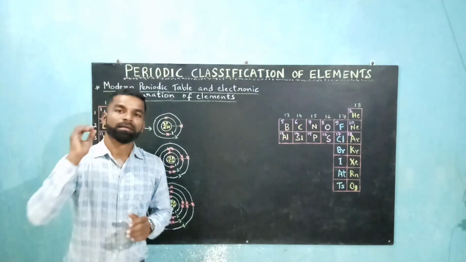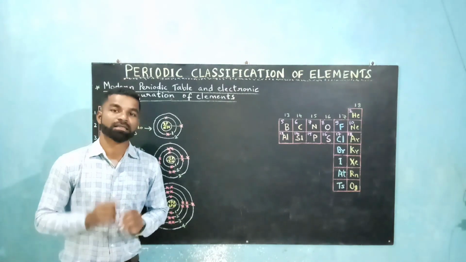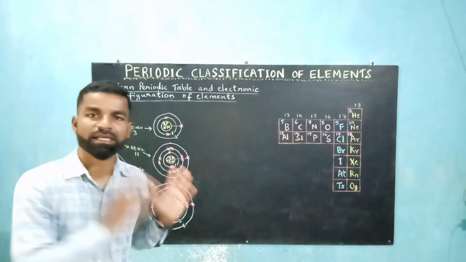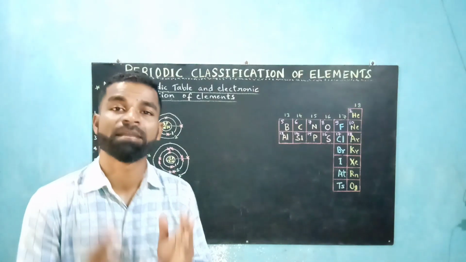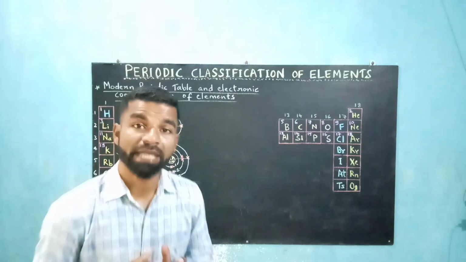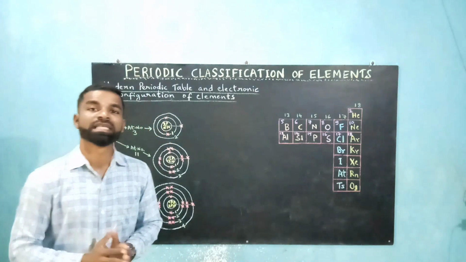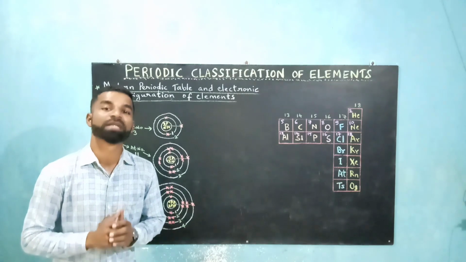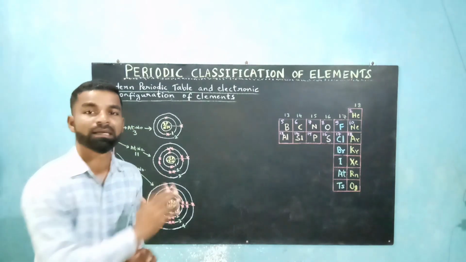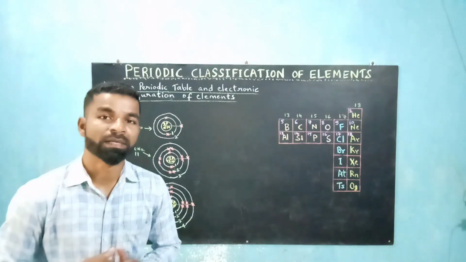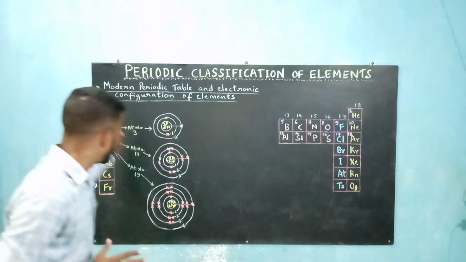Next, let's see the chemical reactivity of the elements. The chemical reactivity of the elements in the modern periodic table is determined by the number of valence electrons and the shell number of the valence shell. The information on these two important points is obtained from the position of the element in the modern periodic table. Let's take for example group 1 elements.